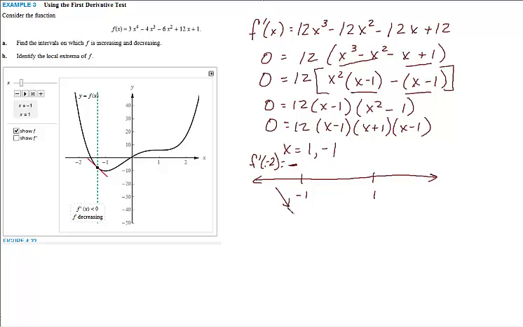So this thing is going down. F prime at 0, oops, 0, that's going to be a negative, positive, negative, so this is going to be a positive, which means it's going up from negative 1 to 1. Choose something to the right of 1. I'll choose a 2, and that would be a positive, positive, positive. This would be increasing. This tells me that x equal minus 1 is a local minimum.